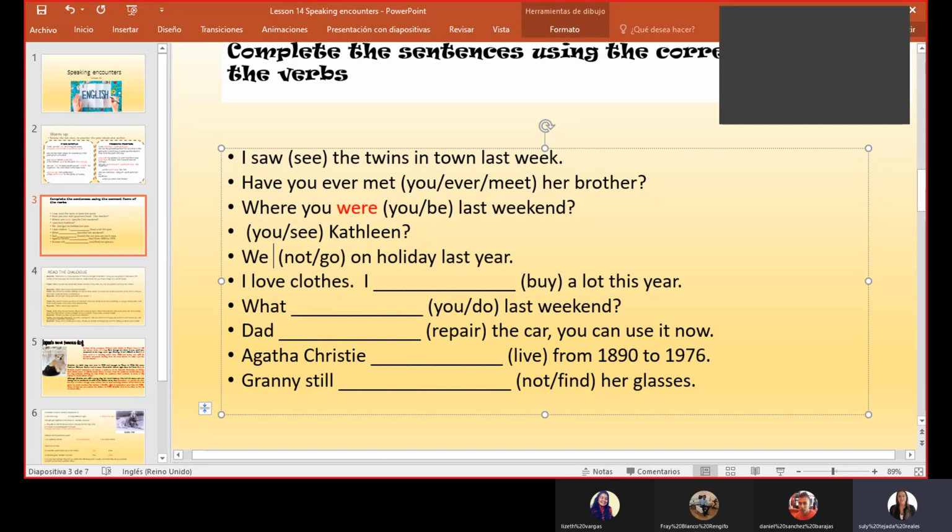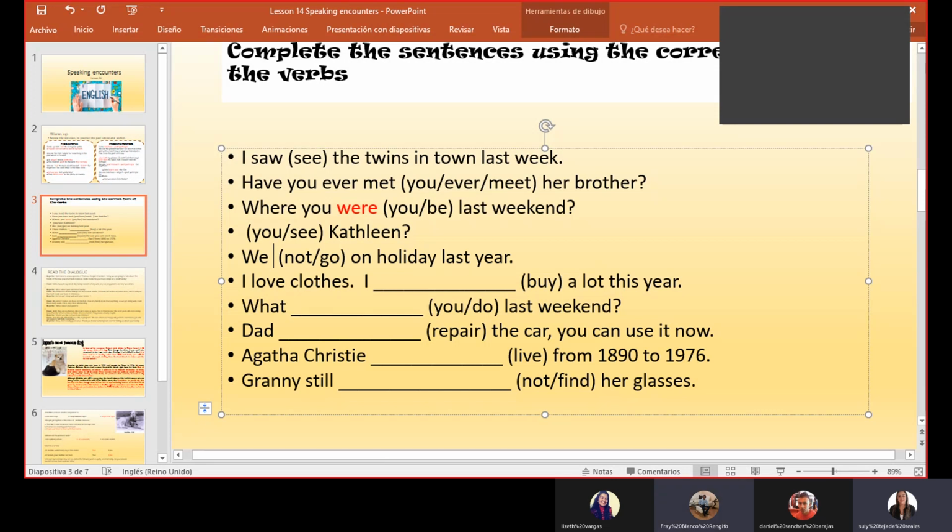Fray, ¿me escuchas bien? Señor. Fray, siento que no me escuchas. No me ha llegado. Ahora sí, ahora sí. Dígame, ahora sí la escucho. No me ha llegado la respuesta al chat.